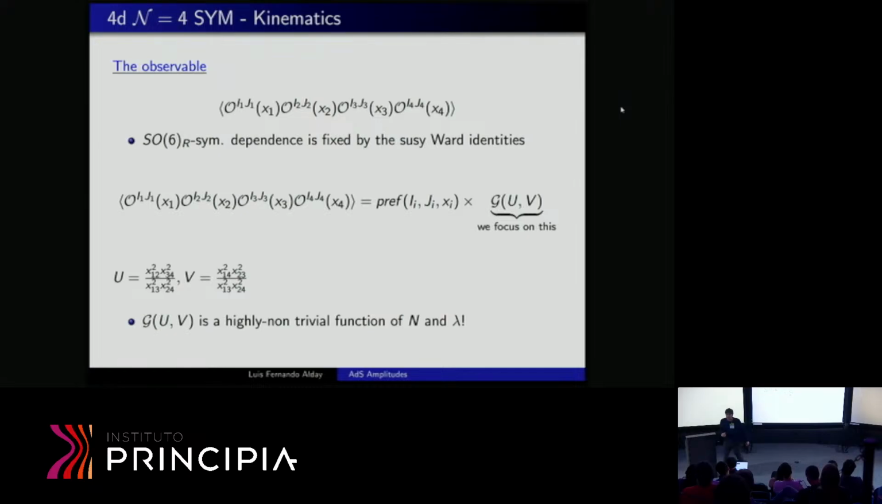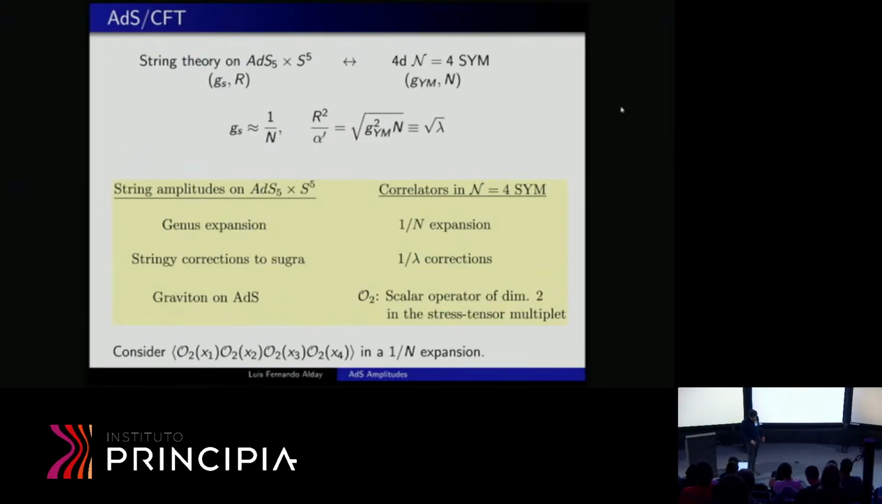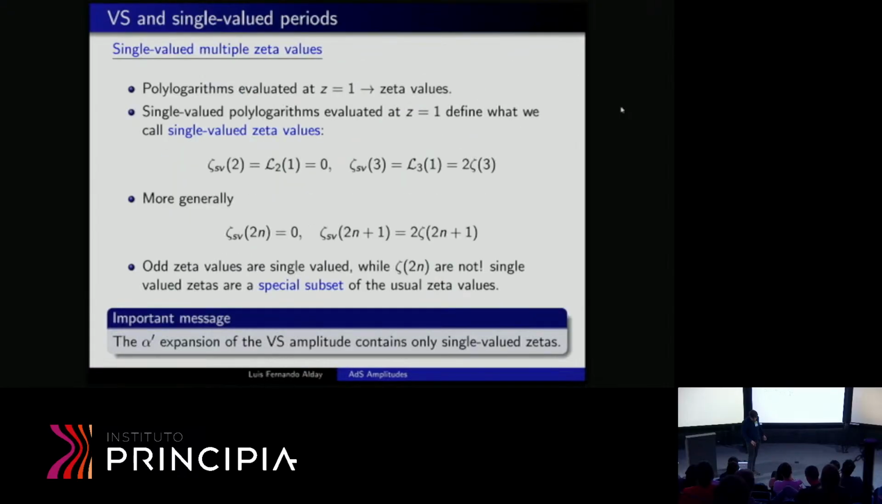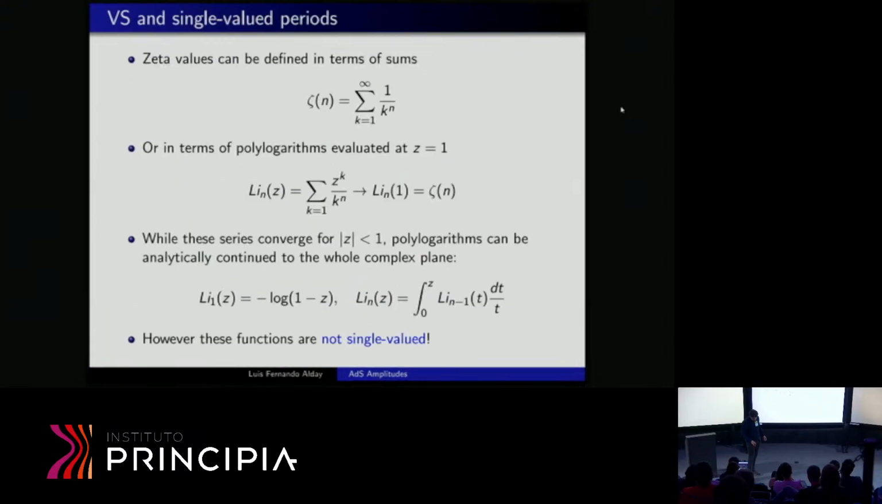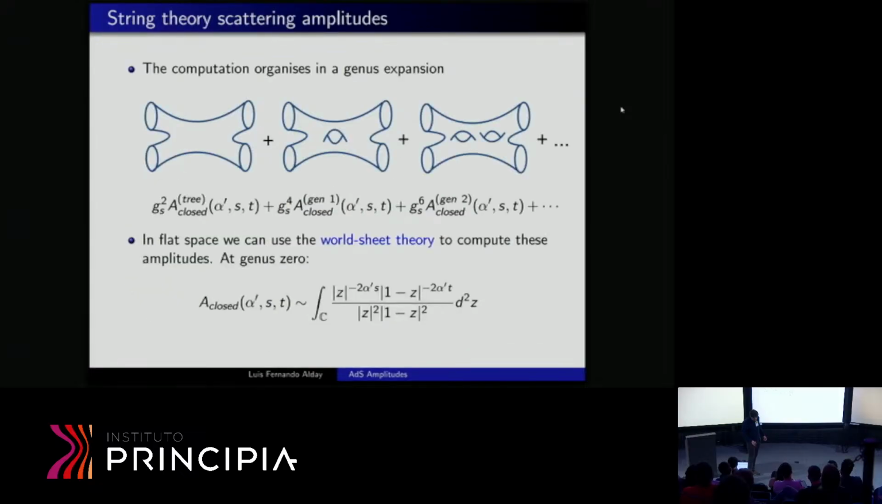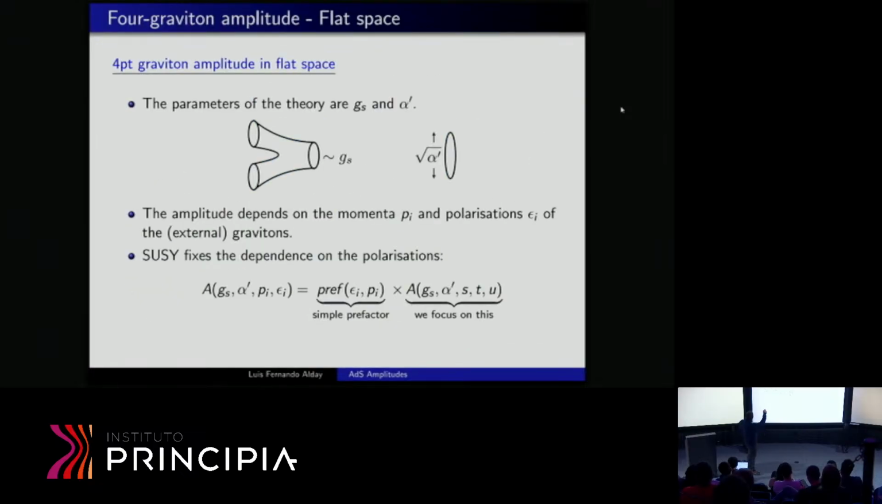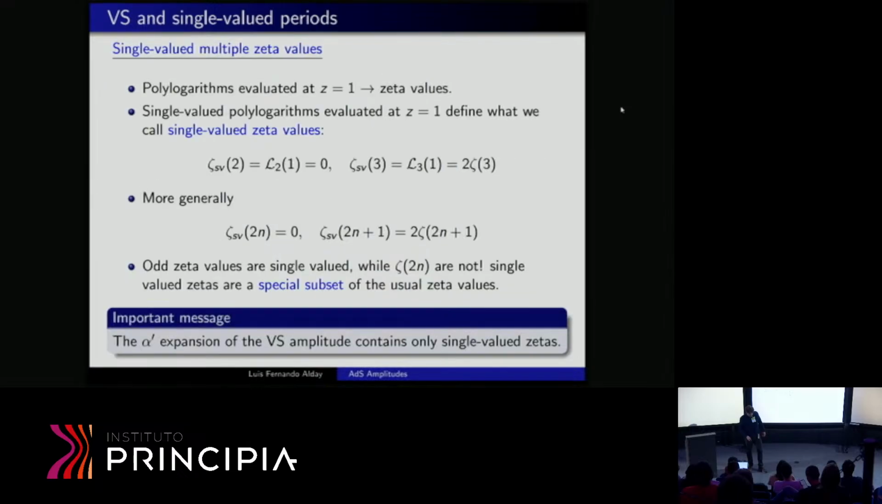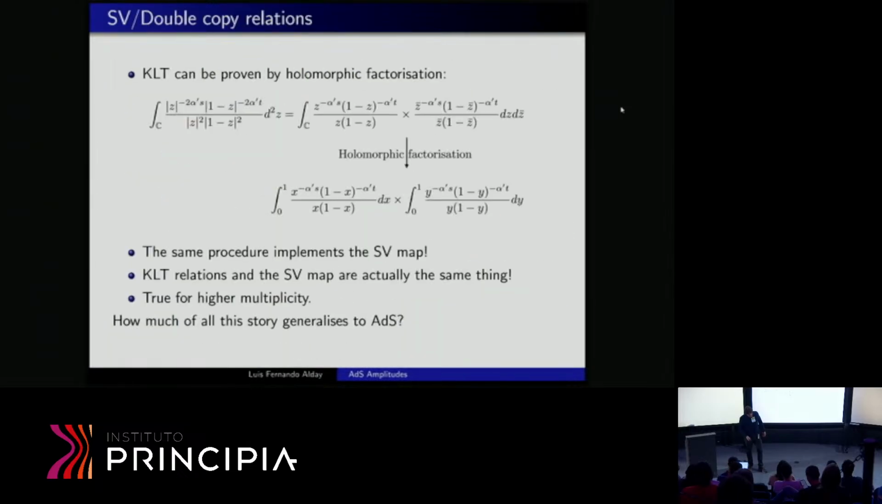And because this is a bootstrap conference, I don't need to say much more. But notice something that is quite nice. Notice that this structure is very much the same as the structure of the scattering of gravitons in flat space, which was this structure here. And this is, of course, not a coincidence. Okay? Good.